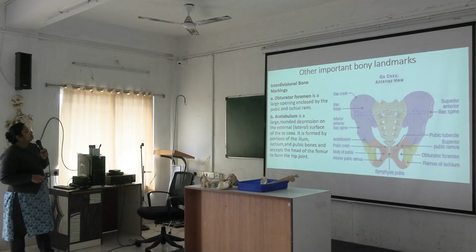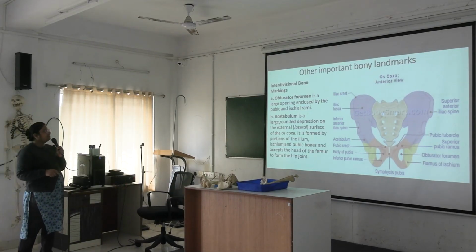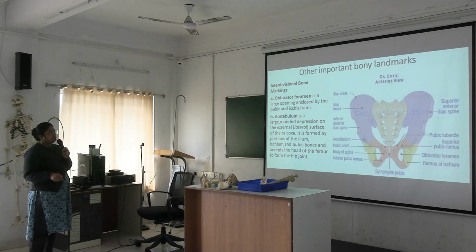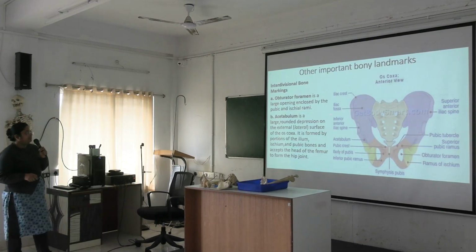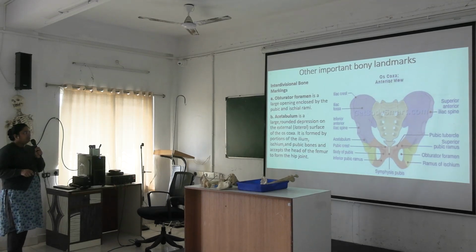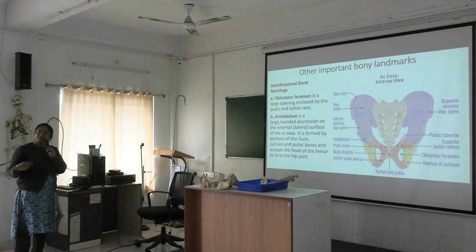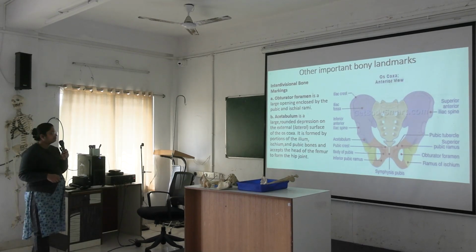Okay. Next, there are other important landmarks. The obturator foramen. The large foramen you can see, this is the obturator foramen. It is a large opening enclosed by the pubic and ischial rami. It lies between the ischium and the pubis. Anteriorly lies the pubis, posteriorly the ischium.